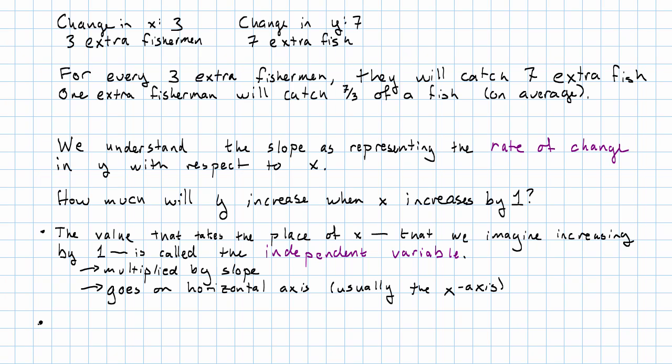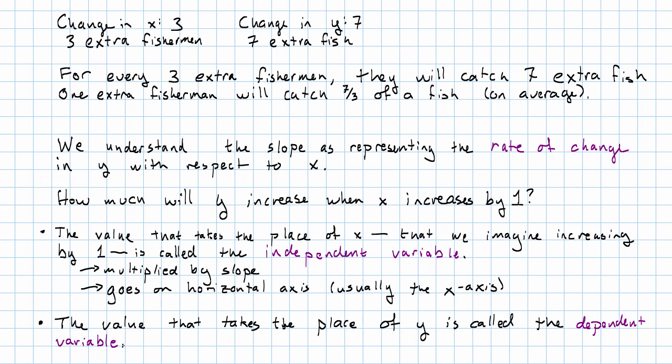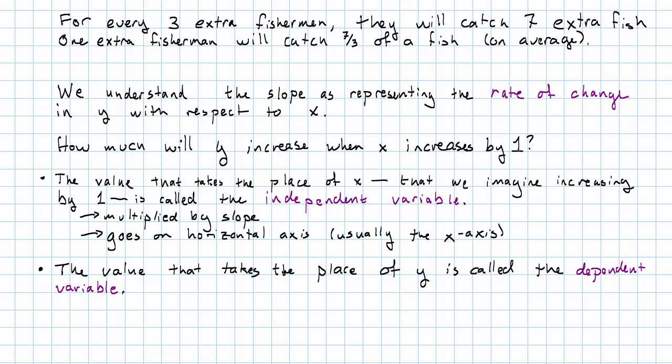The other value then, the value that takes the place of y, is called the dependent variable. So the dependent variable is not multiplied by the slope. And if we graph, the dependent variable goes on the vertical axis, that is, the axis that's usually the y-axis.